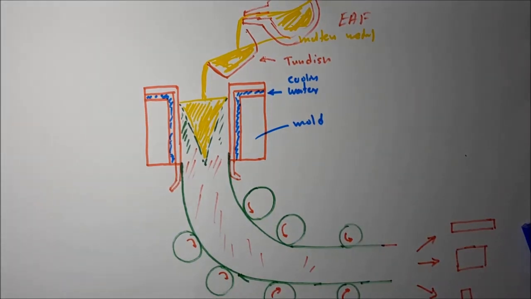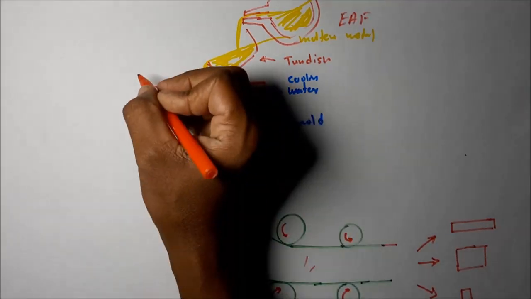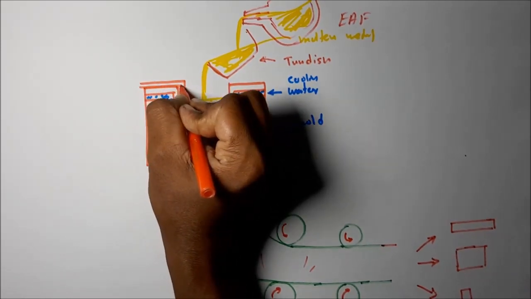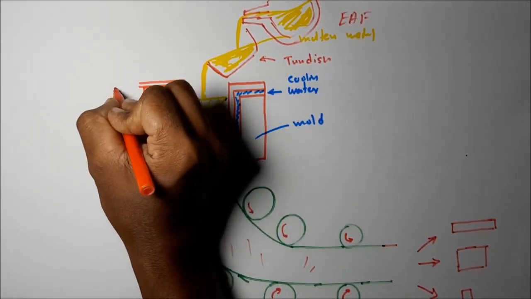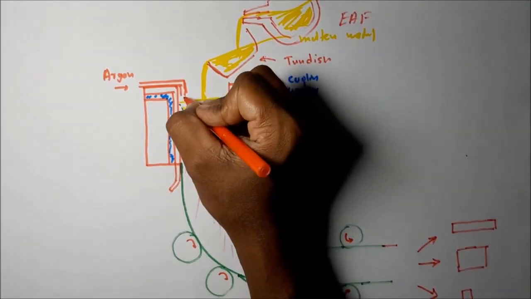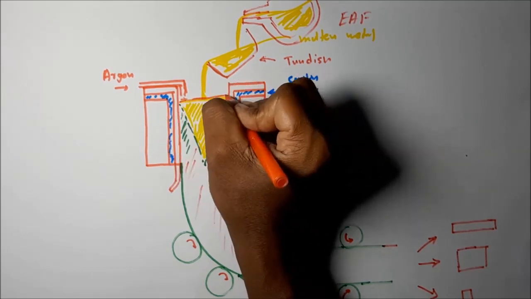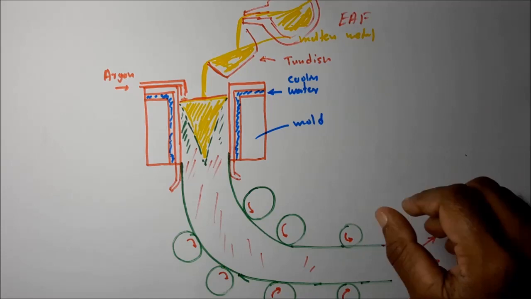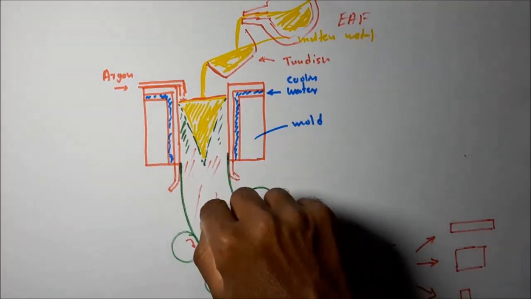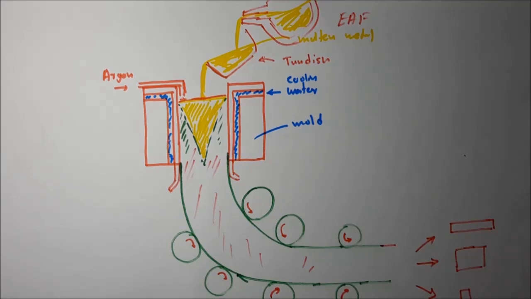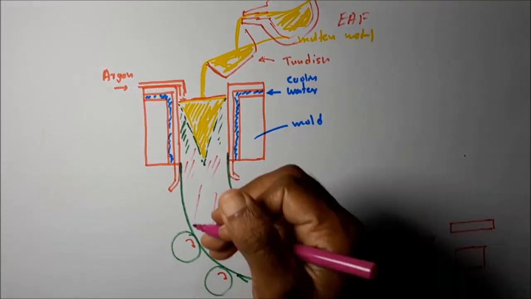Then there is also argon. Argon gas is blown to the top of the molten metal pool to avoid contact with atmospheric oxygen. Otherwise, it may get oxidized, and because of the oxidation, impurities may be added to the product. To avoid that, argon gas is blown continuously on top of this molten metal pool.